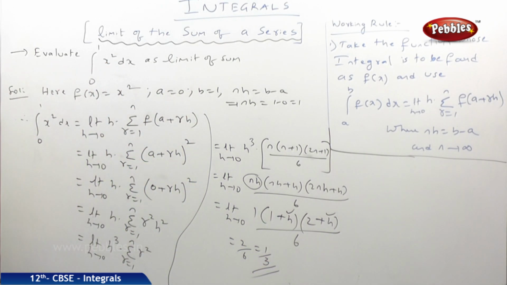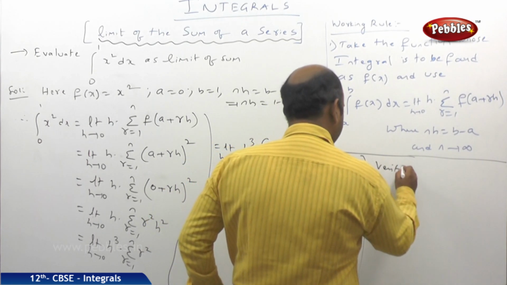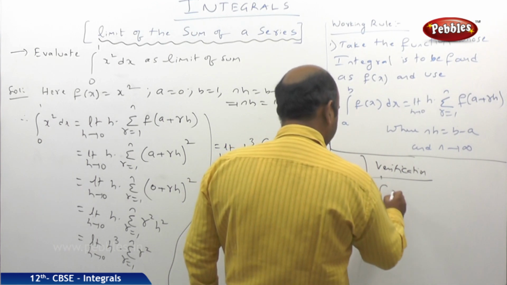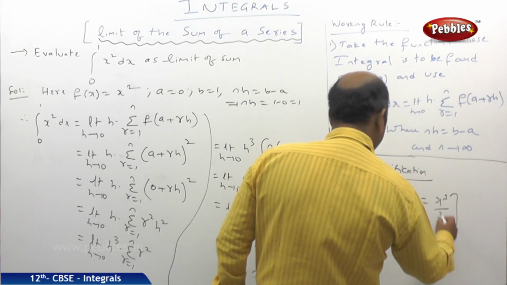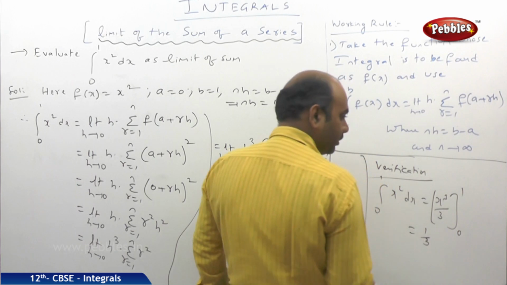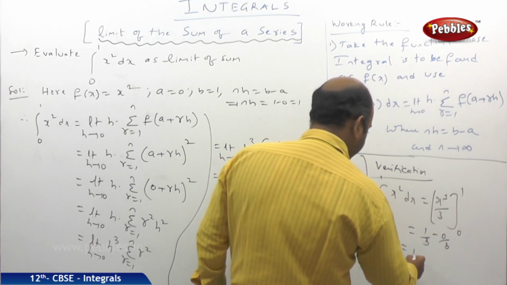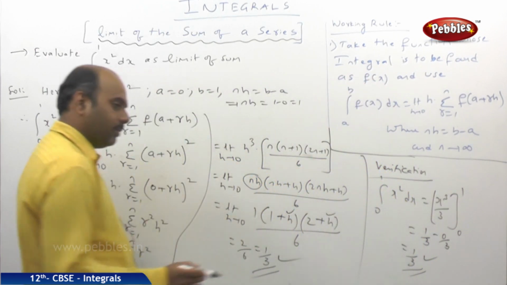Now how can we verify also? I'll be telling. We know that integral of 0 to 1 x square dx is what? Here verification, because you people know how to do. Integral 0 to 1 x square dx means x cube by 3 from the limits 0 to 1. So what happens? Upper limit substituting 1 means 1 by 3, lower limit substituting 0 means 0 by 3. Finally I'll be getting 1 by 3. So this answer and this answer should get matched.